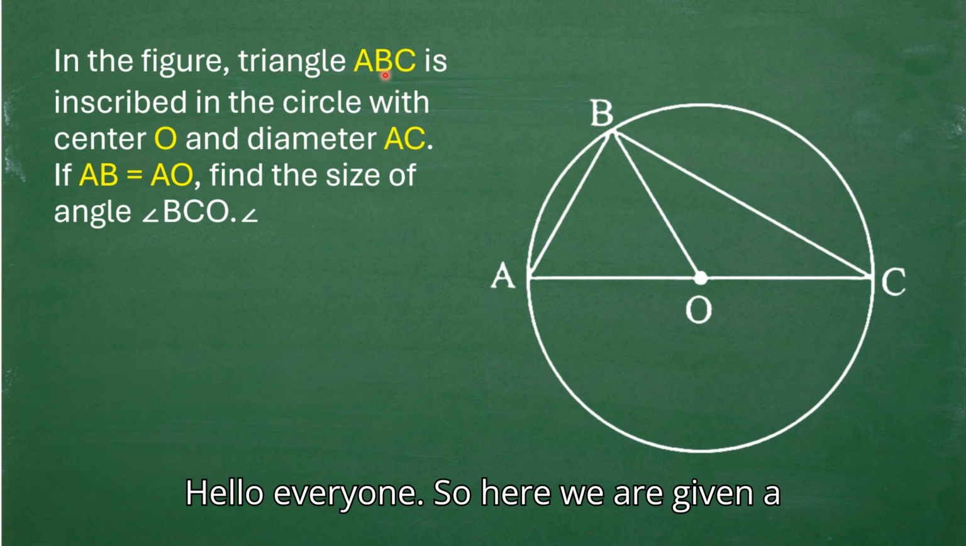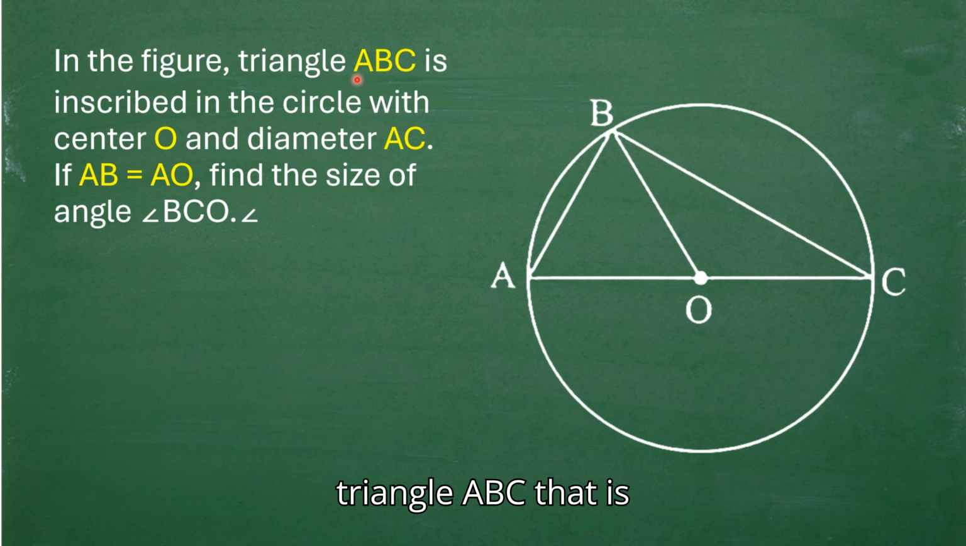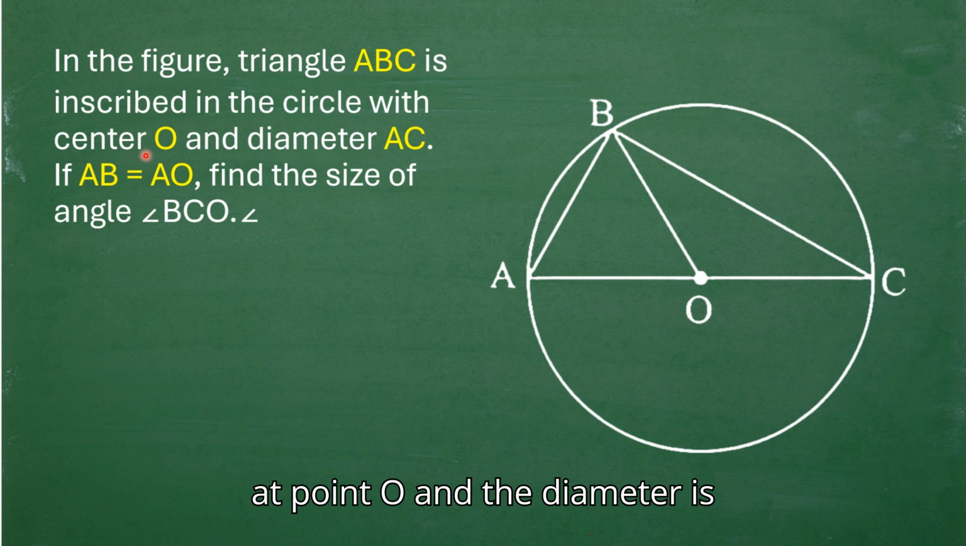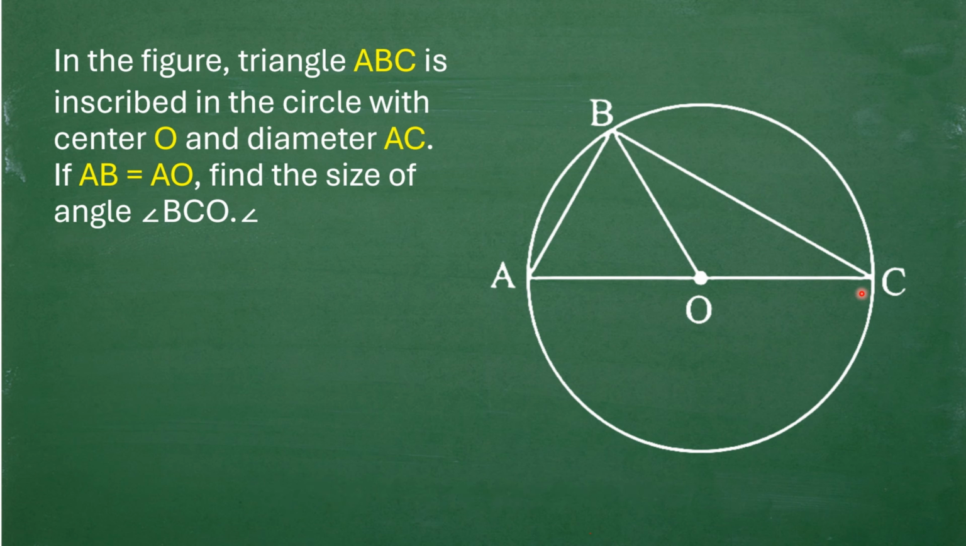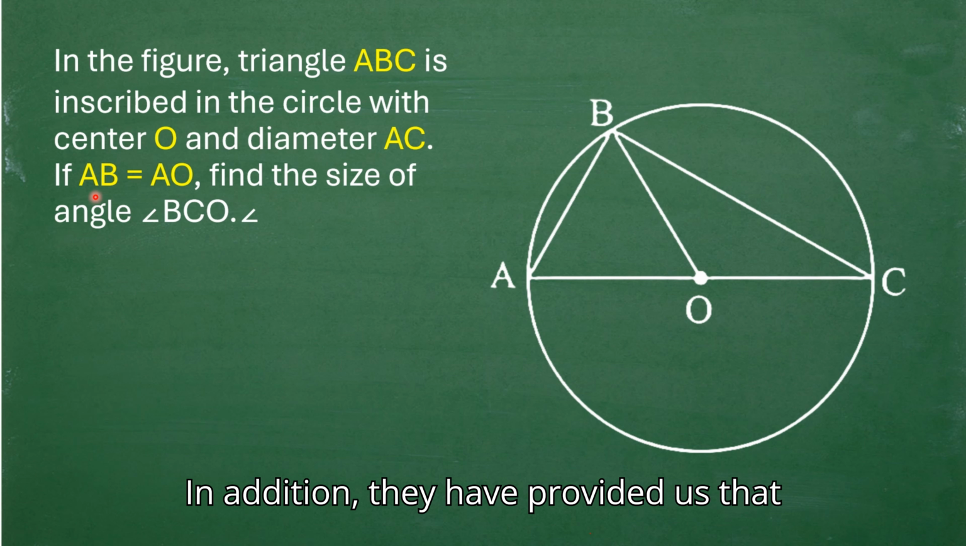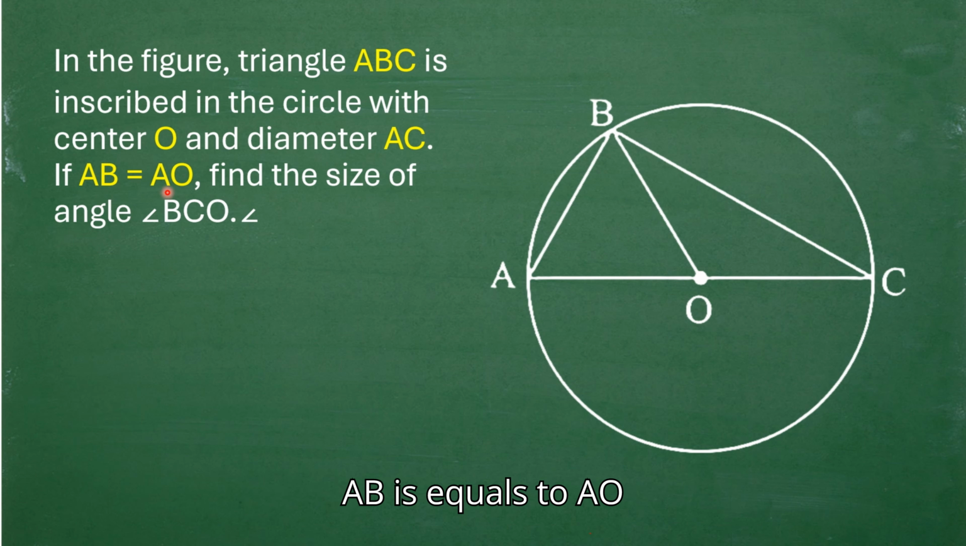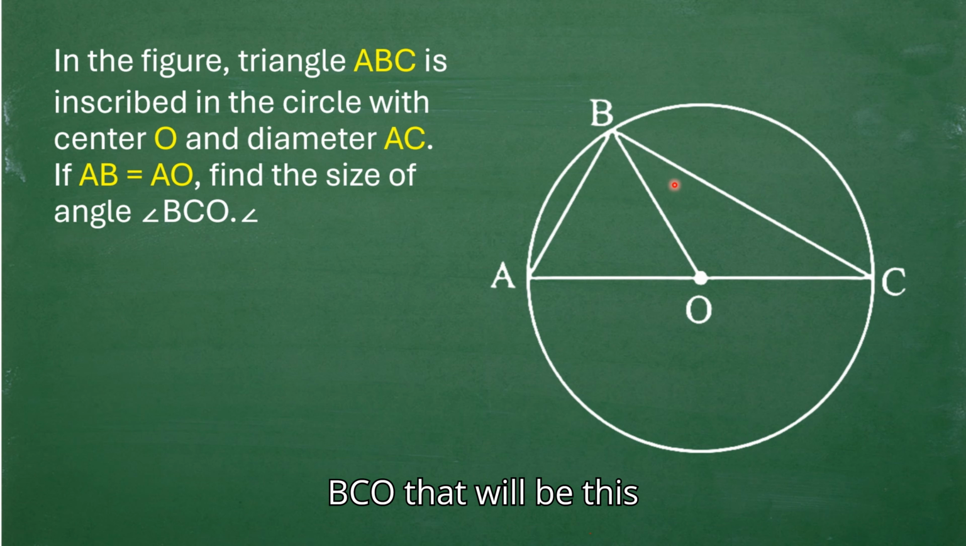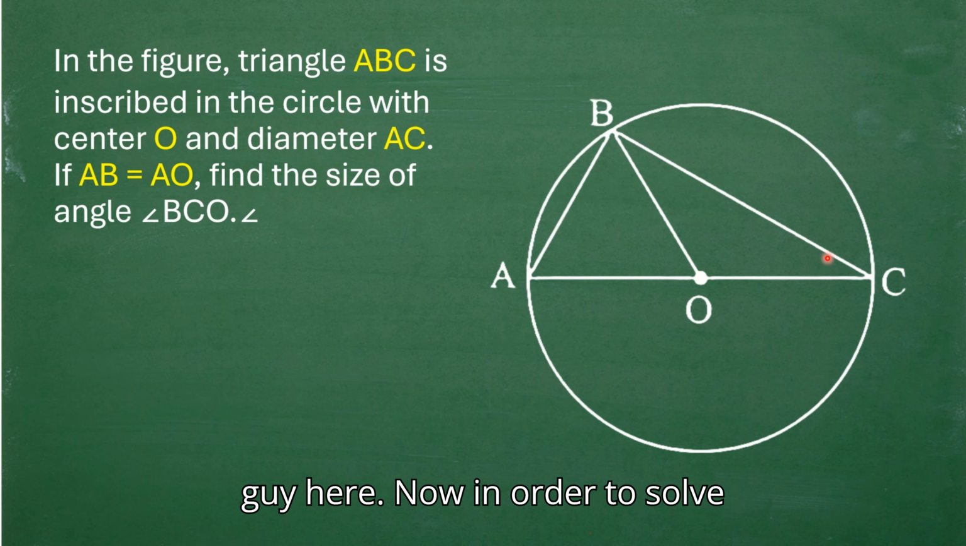Hello everyone, so here we are given a triangle ABC that is inscribed in a circle having a center at point O, and the diameter is given by line segment AC. In addition, they have provided us that AB is equal to AO of this triangle. Now they are asking us to figure out the angle BCO, that will be this guy here.